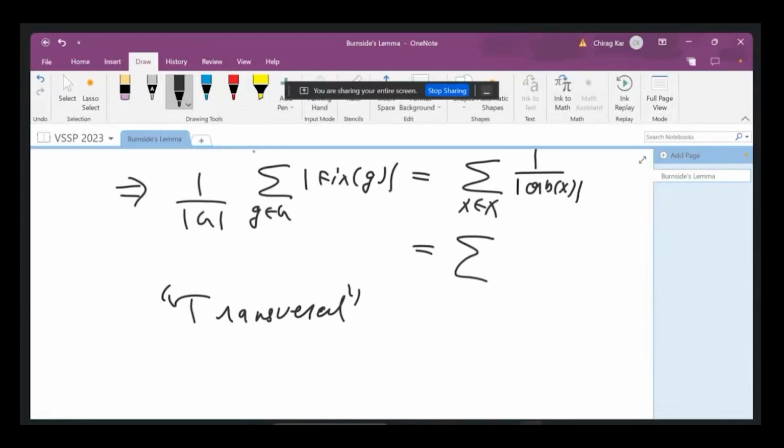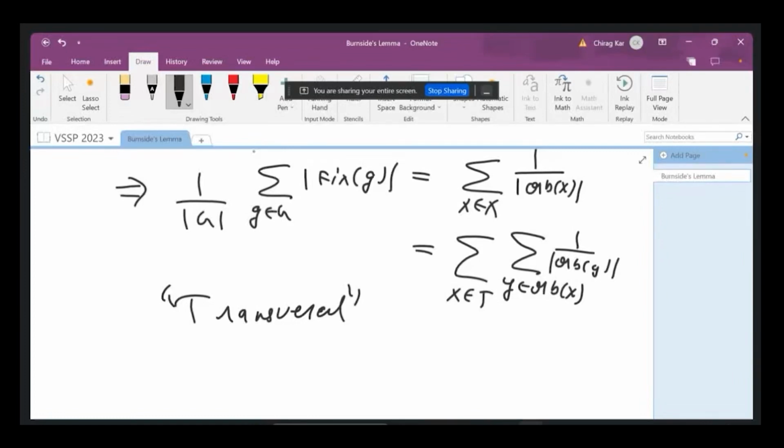So we take the transversal, and each of these elements inside the transversal is the representative of one particular orbit. Now once you take this X, all you really have to do is take all the elements in the orbit of this X and add these cardinalities up. Why are these two the same?